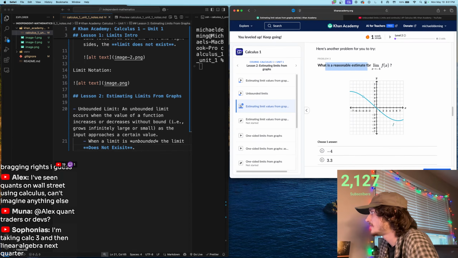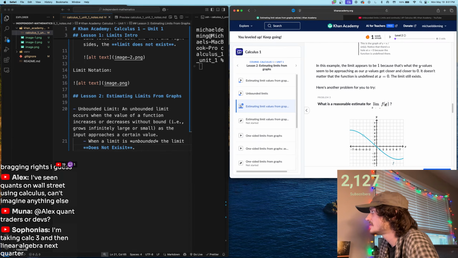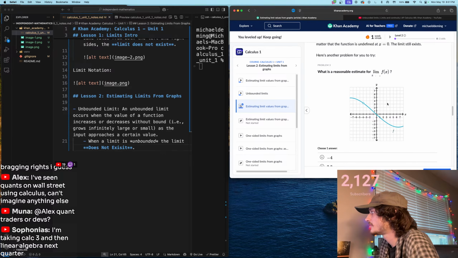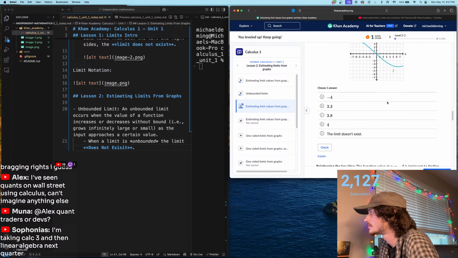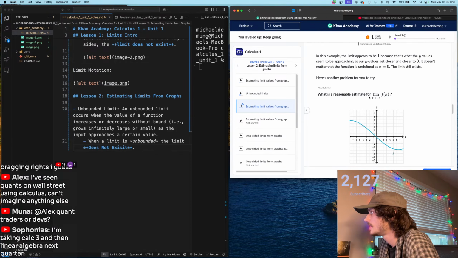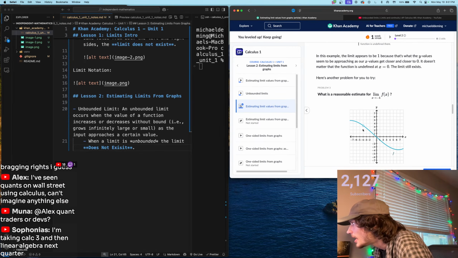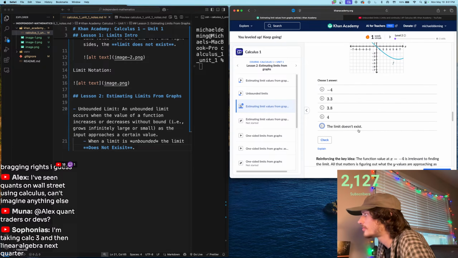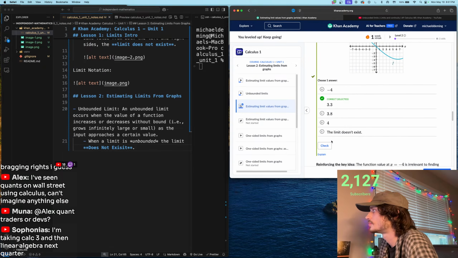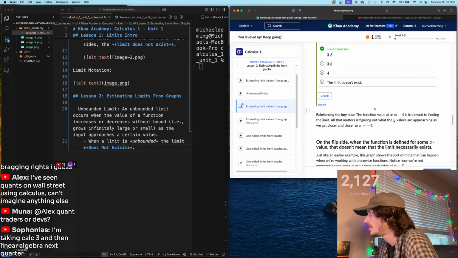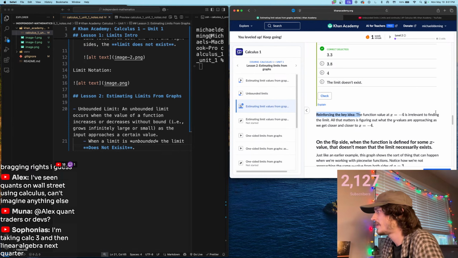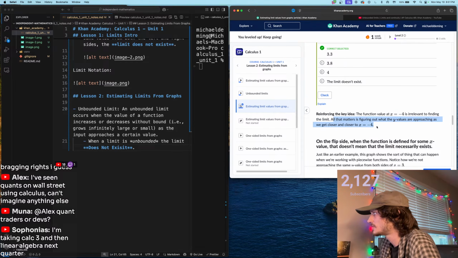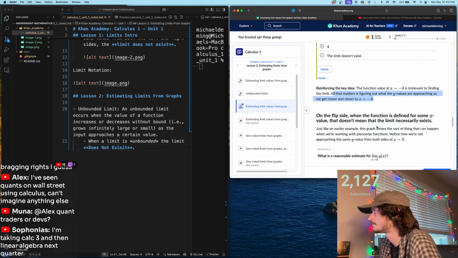What's a reasonable estimate for the limit of f of x as x approaches, oh, it's cut off here. -4. Be a little bit greater than 3. The function value at x equals -4 is irrelevant to finding the limit. All that matters is figuring out which y values we're approaching as we get closer and closer to x equals -4.